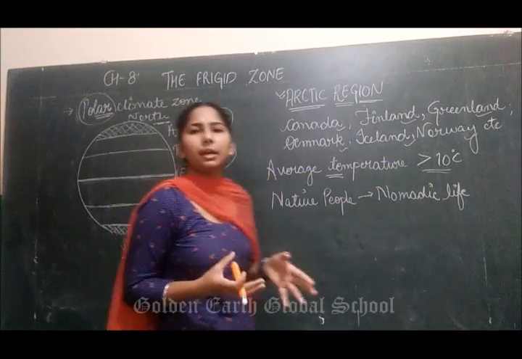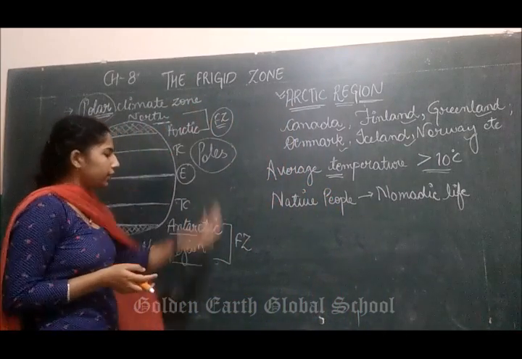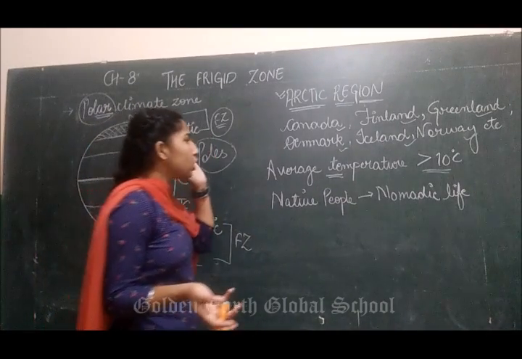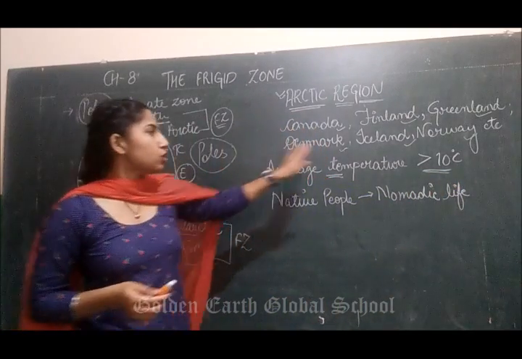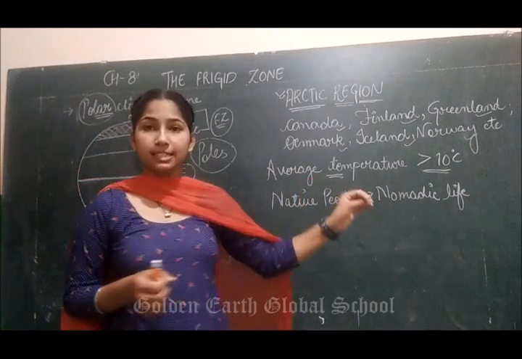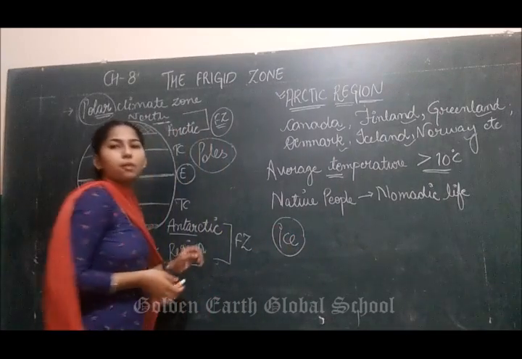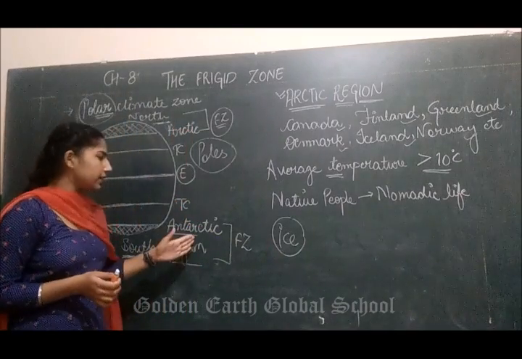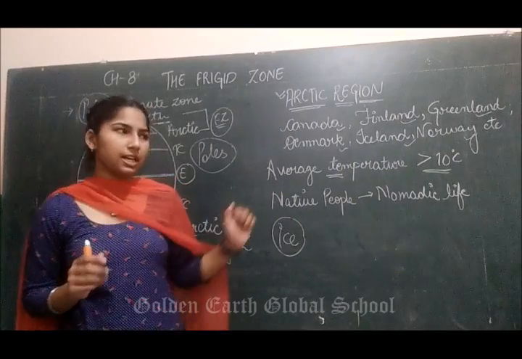Now talking about the climate of the frigid zone. As we all know, the frigid zone is located near the poles. Therefore it will be cold, right? So the average temperature of the frigid zone is less than 10 degrees Celsius, and it is covered with ice throughout the year. The whole year it remains covered with ice. The Arctic region and Antarctic region, the frigid zone, is covered completely with ice throughout the year.